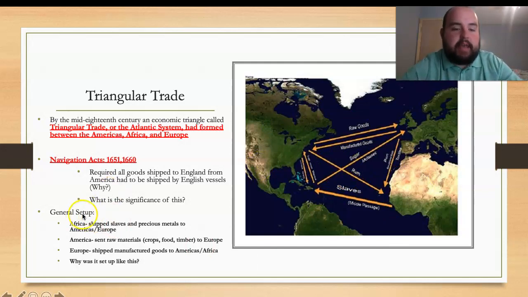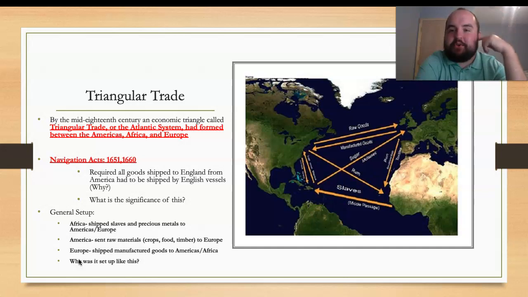In Africa, they would ship slaves and precious metals to the Americas and over to Europe occasionally as well. But especially the slaves over time were shipped to the Americas. America would then use those slaves and other laborers to produce raw goods and raw materials, so things like crop, food, and timber would be sent over to Europe. Europe, in the meantime, would use all these raw materials that they're getting from the slaves and the Americas to ship goods to America and Africa. Now, why exactly is it going to be set up like this?